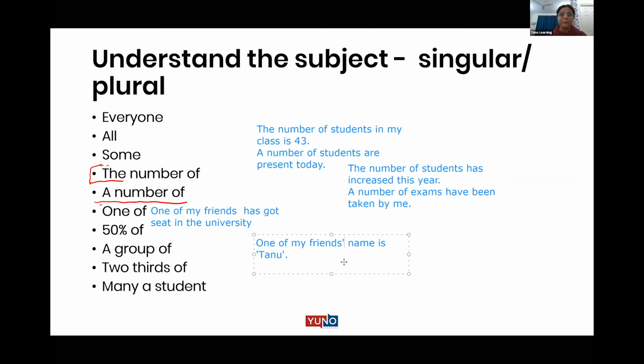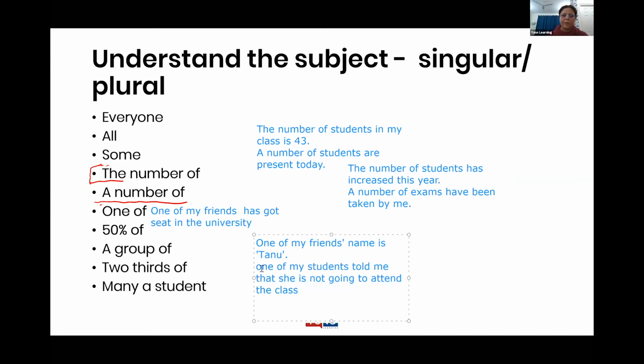Like out of all my friends, one has the name Tanu. That's what it means. Ma'am, for students, for everyone after S only, apostrophe S comes, ma'am. No, why should you put apostrophe? If it is needed according to the sentence, then only you're going to put apostrophe. No, I have written one of my students told me about the thing about she's not going to attend the class.